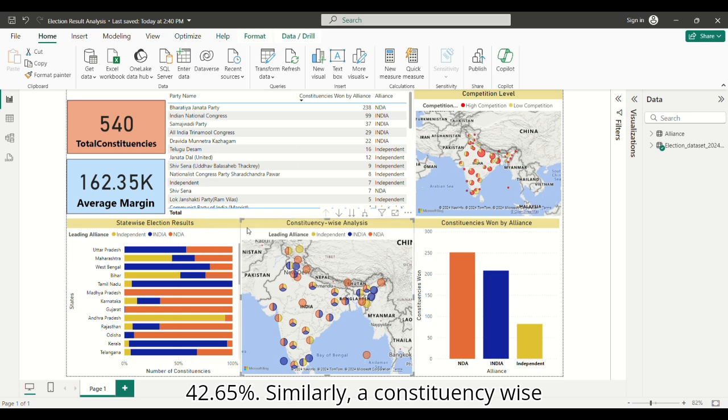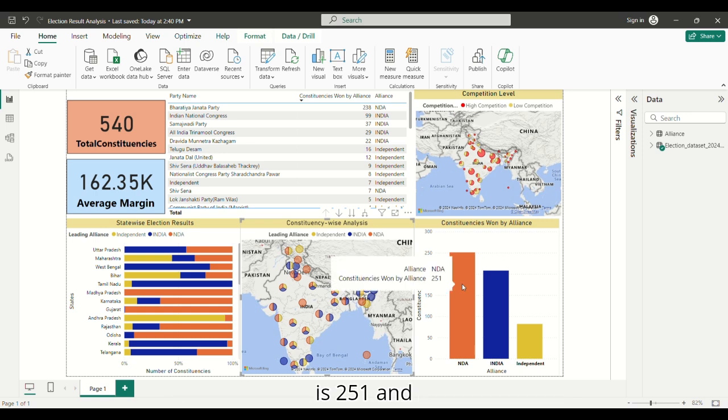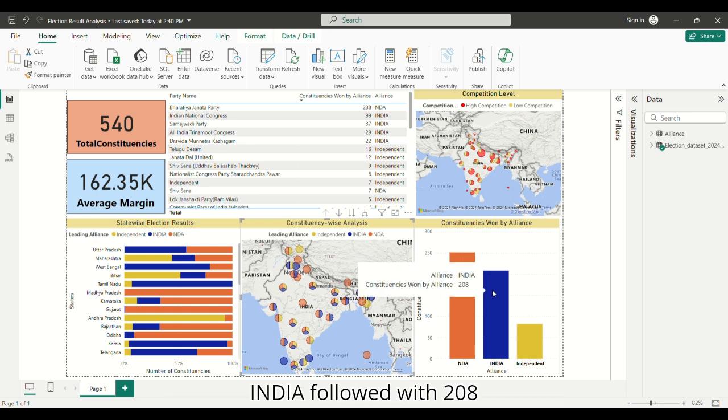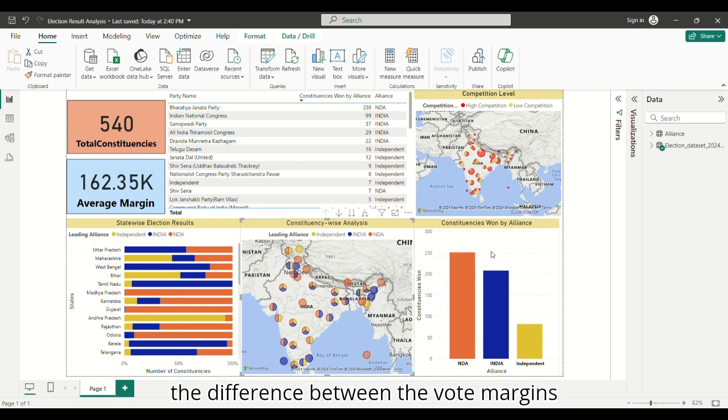Similarly, a constituency-wise analysis was carried out. As we can see here, the highest number of constituencies were won by the NDA, that is 251, and India followed with 208 constituencies. Through this analysis, it was clear that the difference between the vote margins was not that huge. So I calculated the level of competition based on the margin. That is, the smaller the margin, the higher the competition, and vice versa.